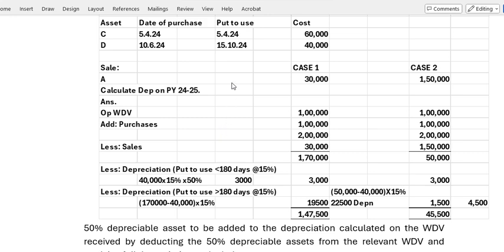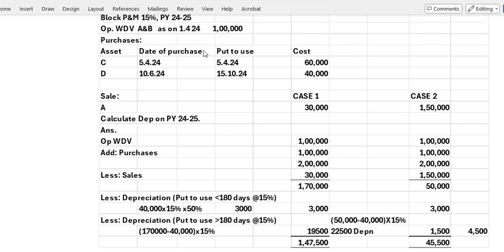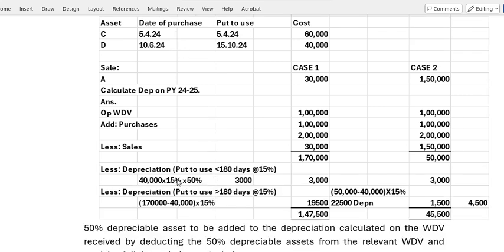Now for less than 180 days, only one asset is there, that is 40,000 rupees. For the 40,000 rupees, 15% general depreciation is given. 15% is the rate. So 40,000 into 15%, and of that only 50% you will get because it is used less than 180 days. If you calculate, you are getting 3,000. In both cases it is 3,000 only, because we have calculated 50% on 40,000. Now in the second case, your sales is 1,50,000. Therefore here the WDV for depreciation is 50,000. For assets used less than 180 days, the depreciation is coming 3,000.